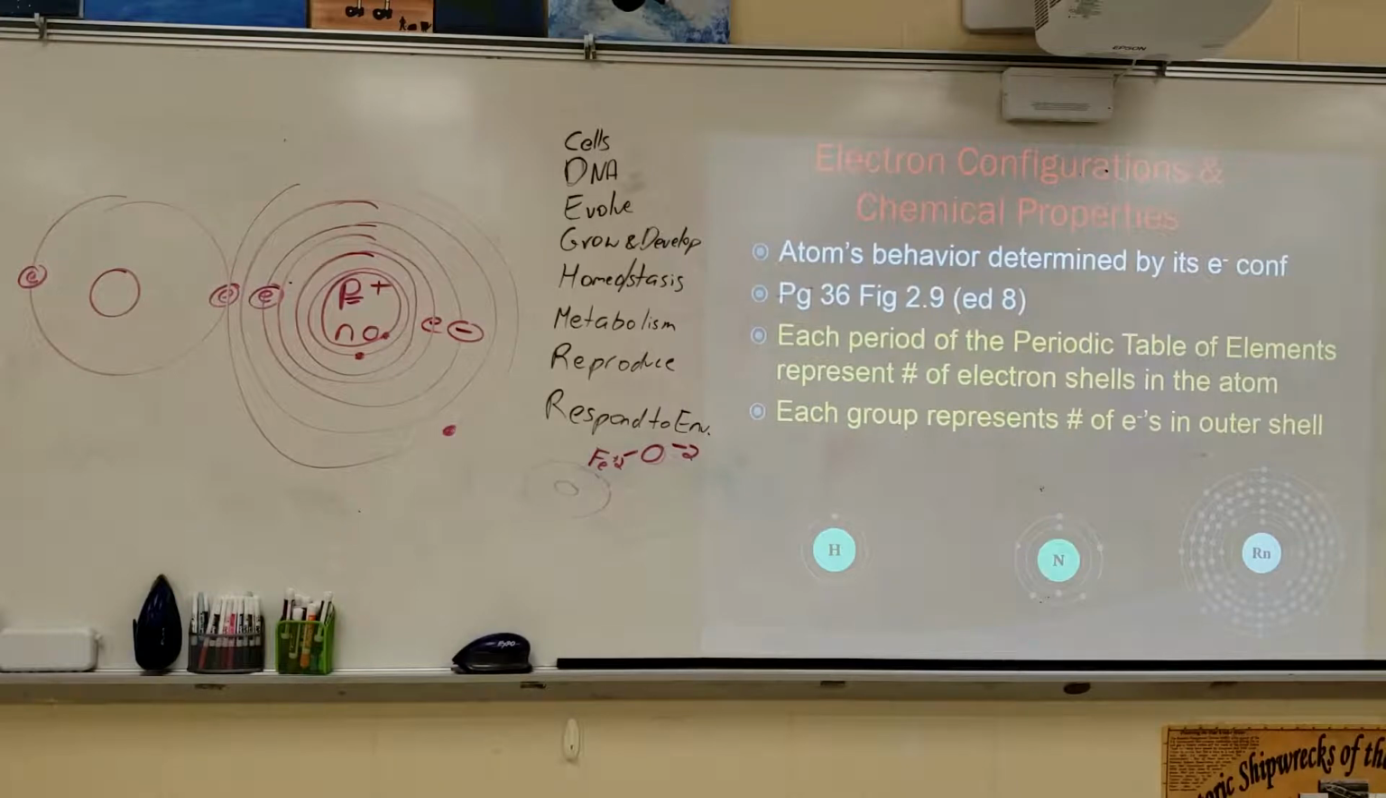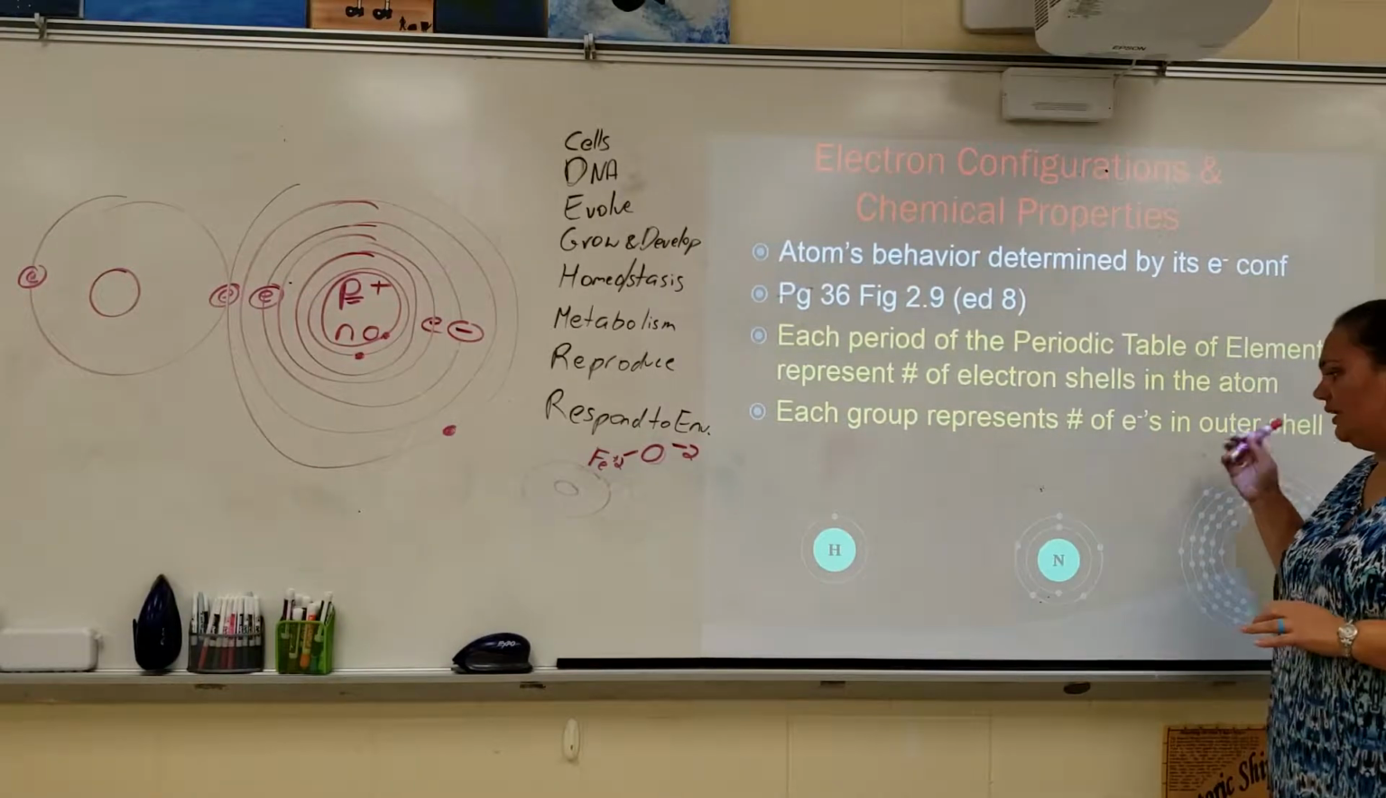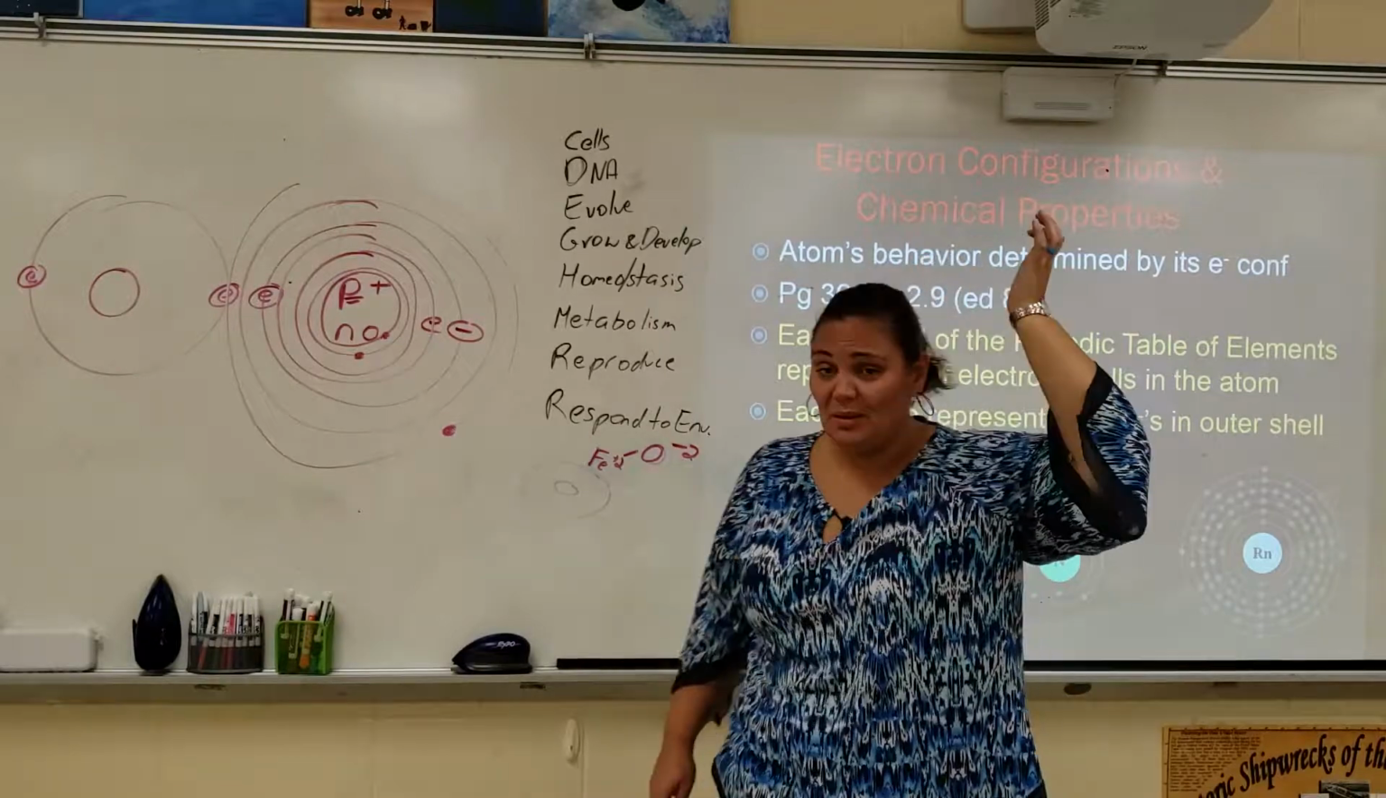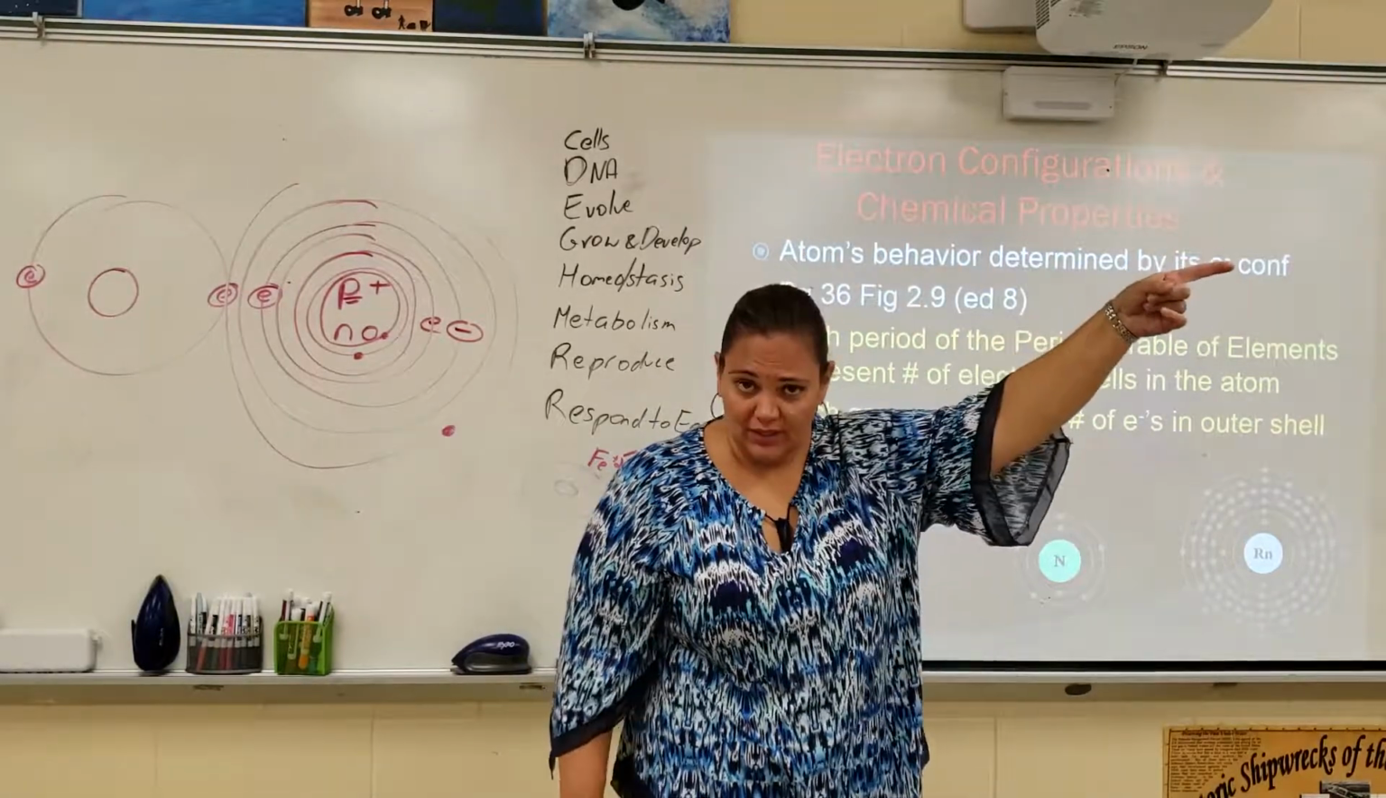Each period of the periodic table of elements represents the number of electron shells in the atom, and each group represents the number of electrons in the outer shell. Yeah, that's awesome, Falk. What does that mean? All right. We got to go to the periodic table.